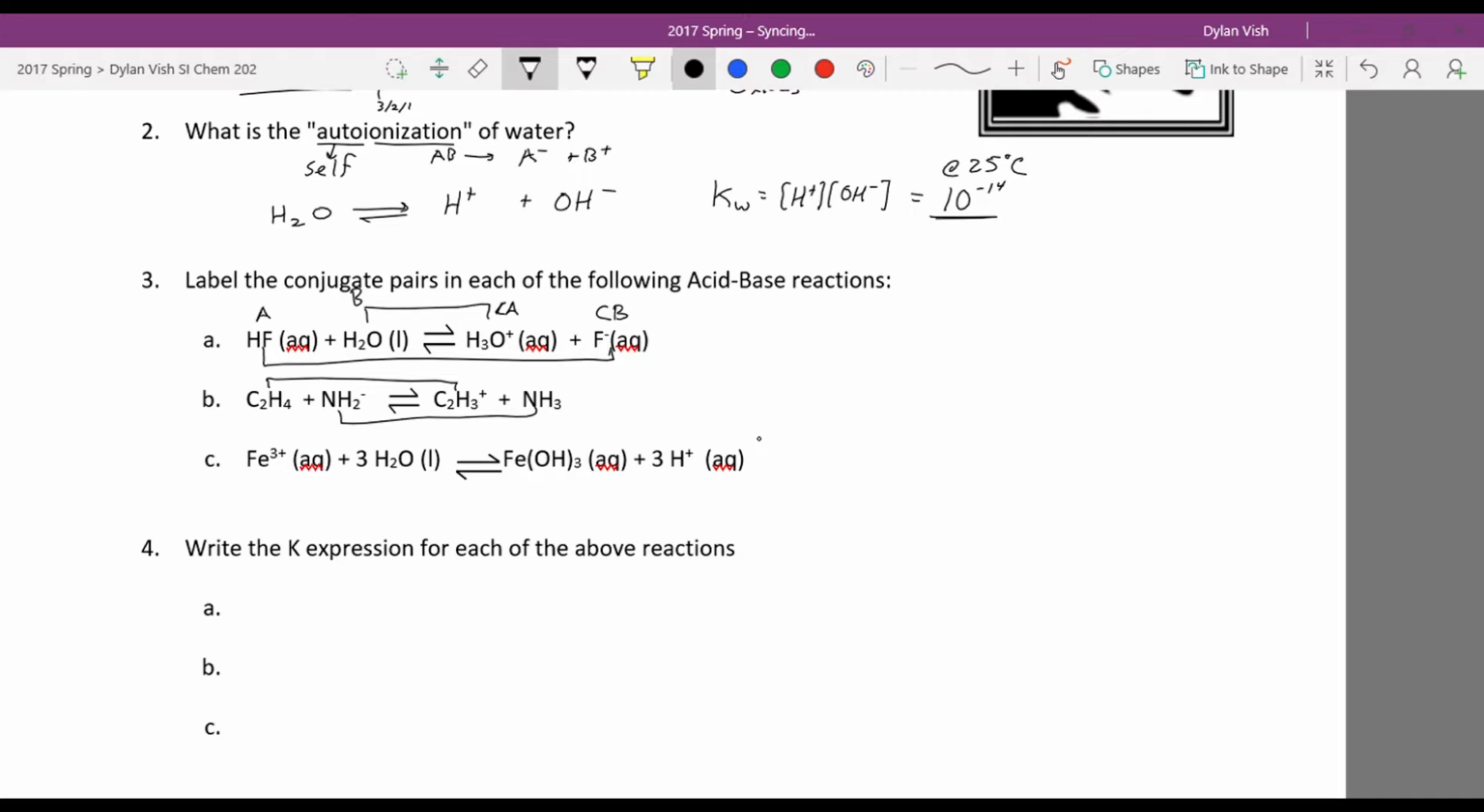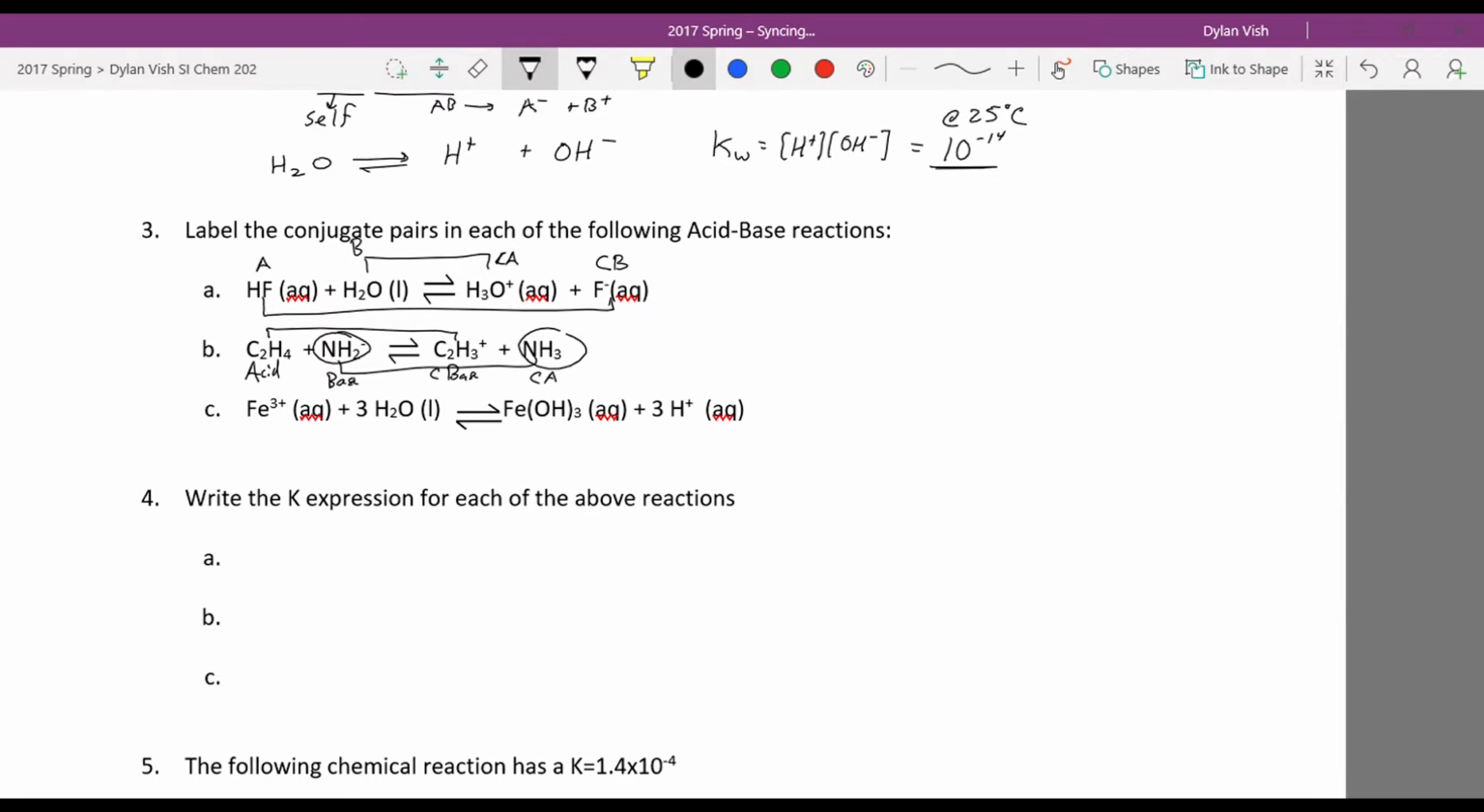Well, NH2 gains a proton, so therefore this must be a base. And therefore it's the conjugate acid of this one. And so that must mean this guy is the acid right there, and this guy is a base. And I believe, yeah, cool, it's a conjugate base.